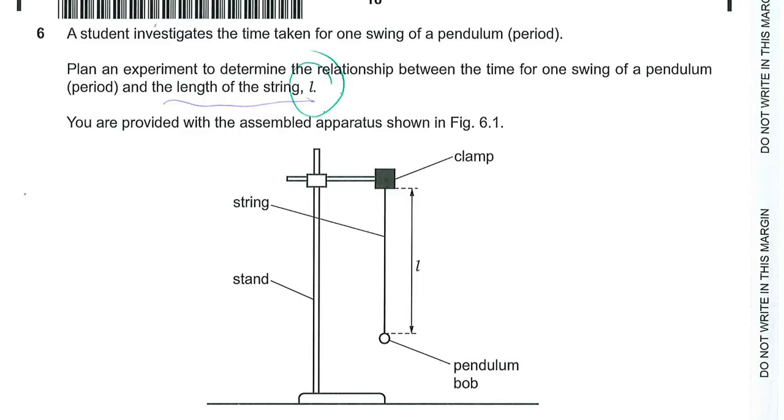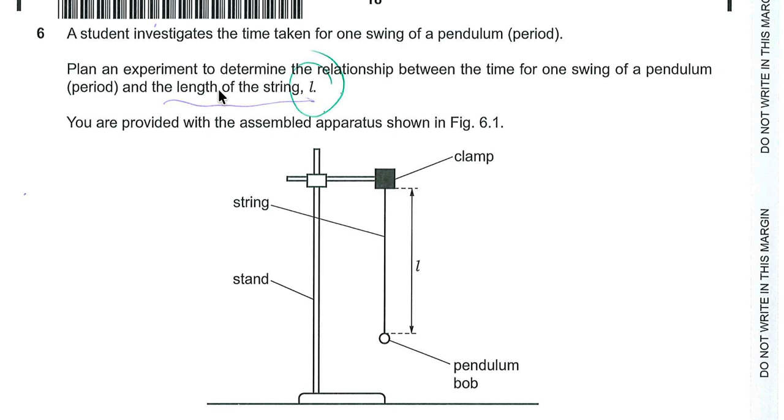Hooray, it's a planning question all about pendulums. Okay, so this is a combination of classic question type with classic question context. We're planning an experiment to determine the relationship between time of one swing and the length of a string. I've shown a couple of examples of these before.